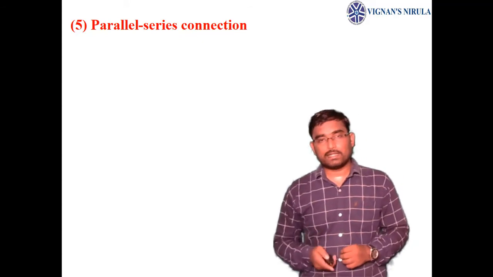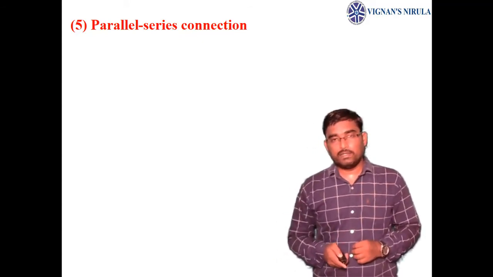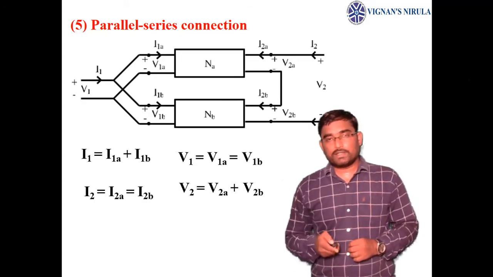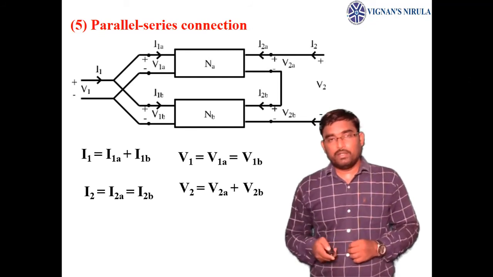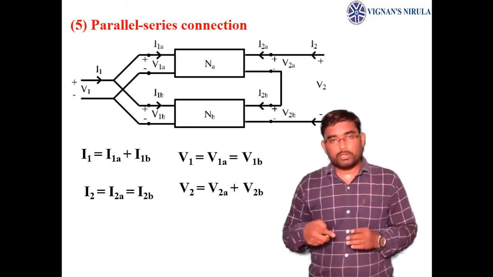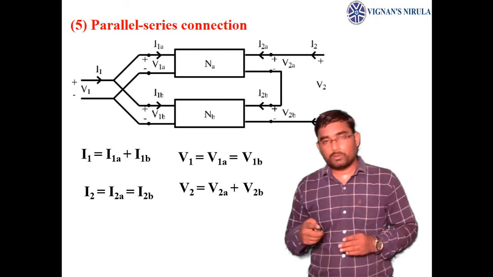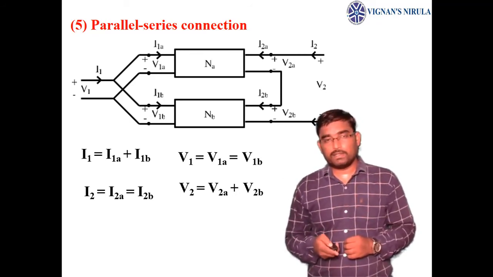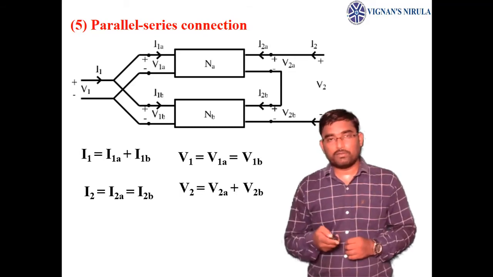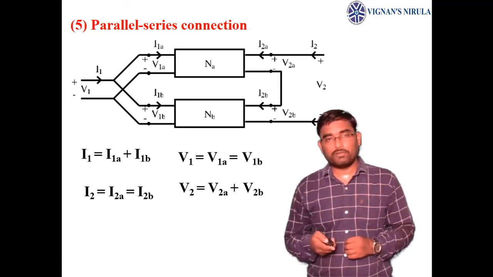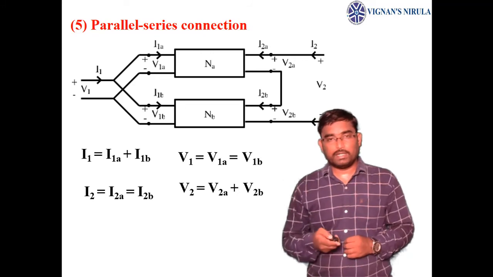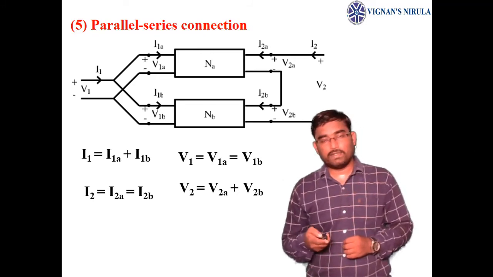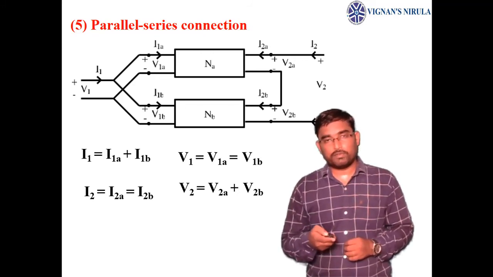And the last connection is the parallel series connection. In this, two two-port networks are taken, A and B. Here, parallel series connection means the input ports should be connected in parallel and the output ports should be connected in series. The input ports connected in parallel means, see there, the first terminal of port 1 of network A is connected to the first pin of port 1 of network B, and the second pin of port 1 of network A is connected to the second pin of port 1 of network B.